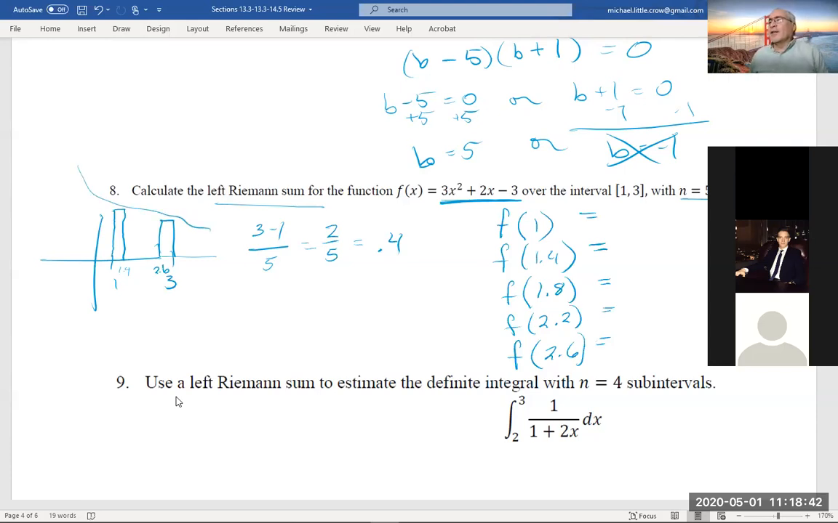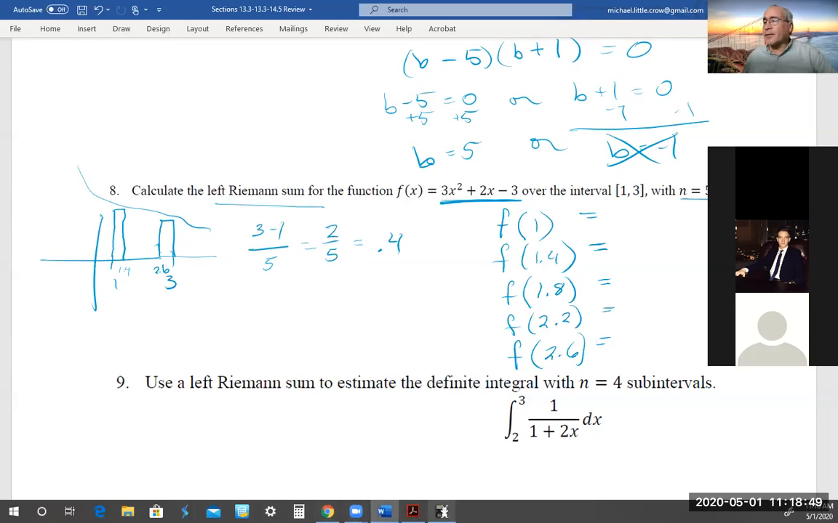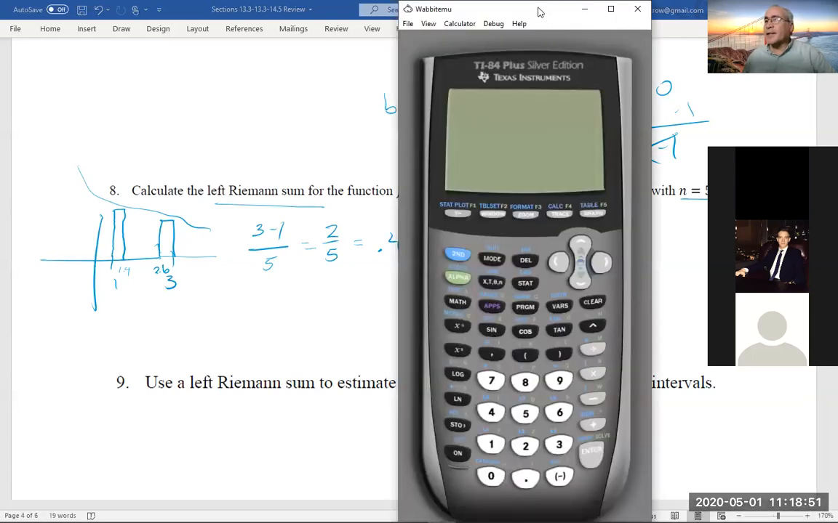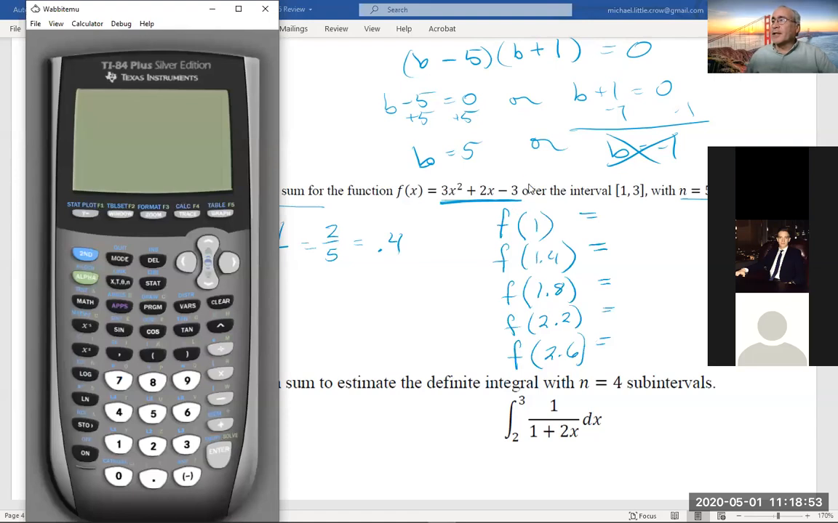So what we need is these function values. The way we're going to do that is we're going to use our graphing calculator. We don't actually integrate. We're just putting this function in there: 3x squared plus 2x minus 3.